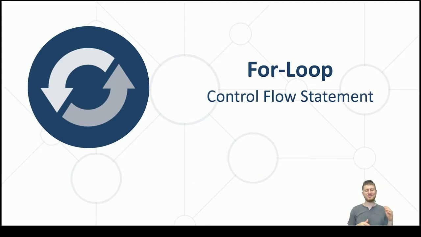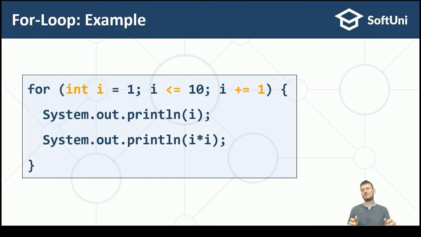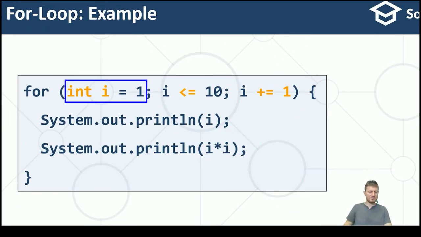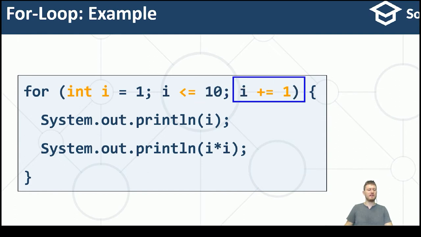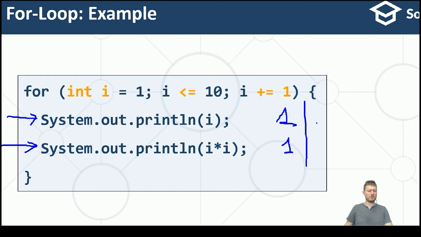So it's time to tell you a little bit more about loops and to show you the for loop in Java, which is a powerful control flow statement for repeating a piece of code several times. It looks like this: for, and we say please assign int i starting from 1, repeat until i has not yet reached the value of 10, and say i plus equal to 1, or i plus plus. So increment i with 1 here, and print i, which will print 1, and print i multiplied by i, which will print 1. At the next iteration, it will print 2 and 4.